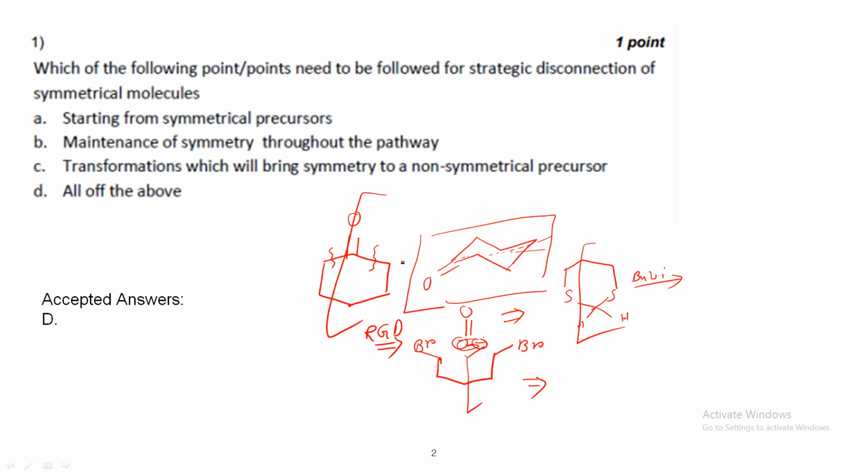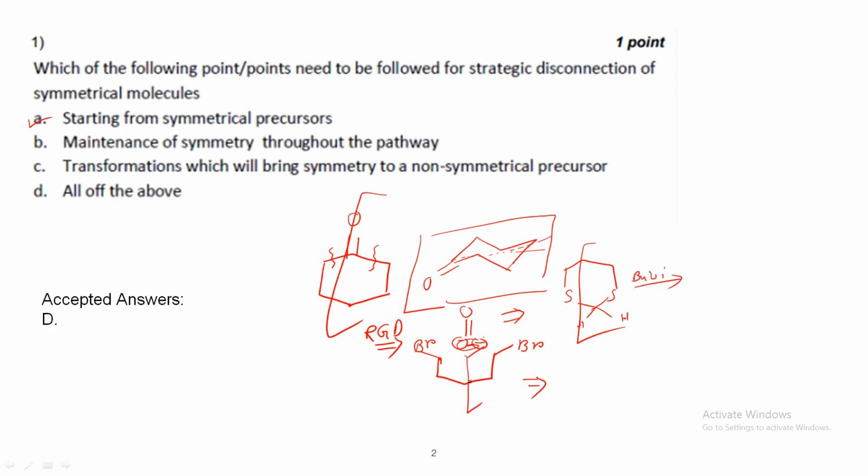In many cases we do have to break the symmetry also, for some advantage over this kind of case. That kind of thing is of course there, but generally we always try to maintain the symmetry. That's why starting from symmetrical precursors is always an important thing to begin with. So this should be one of the right answers.